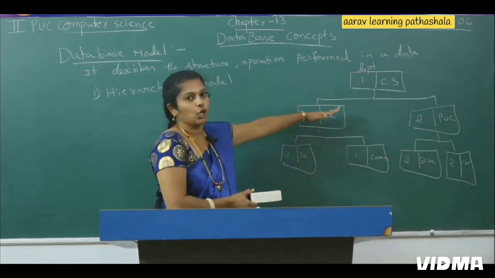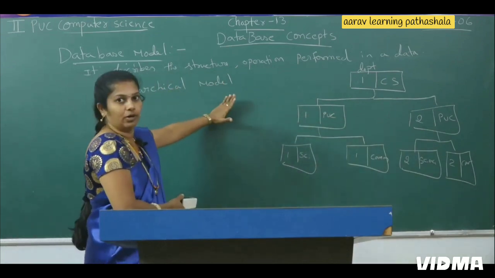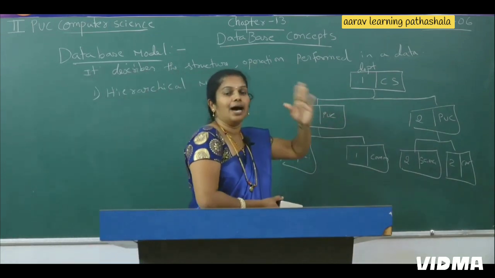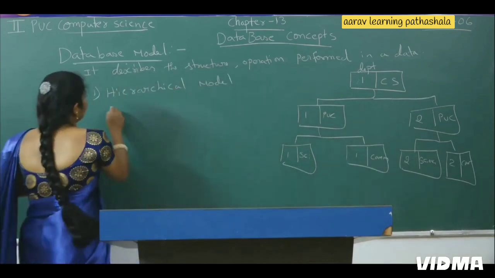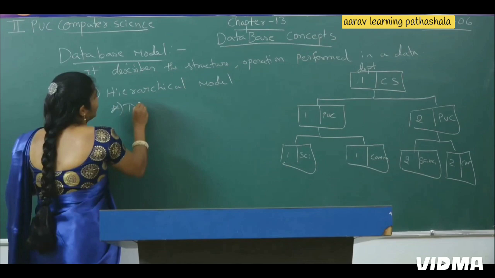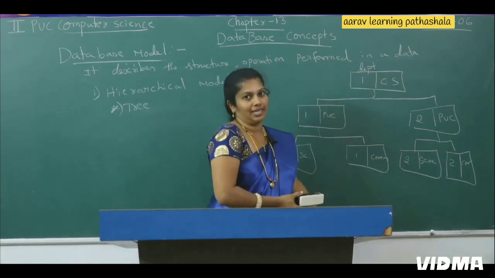Then what exactly will you come to know by this diagram? In the hierarchical model, all the data are arranged in the format of a tree structure. Here it will arrange all the data in the format of a tree structure.